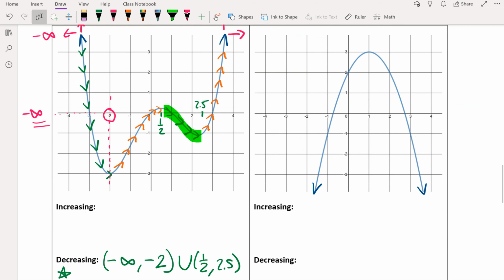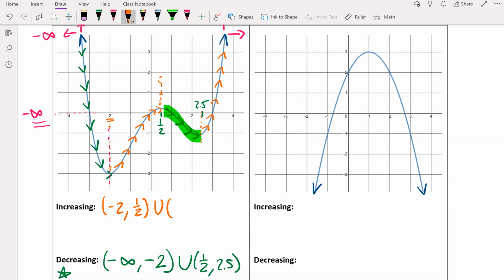Let's write where we were increasing. We started increasing at x equals -2, right? -2, comma, and then where did we stop? Right here at x equals 1/2. And there's another spot where we were increasing, where our fish was swimming up.